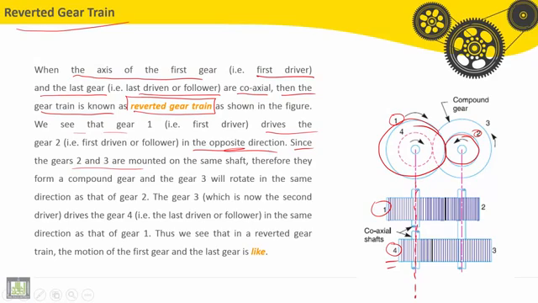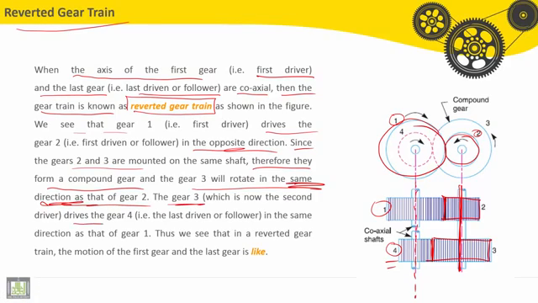Since gear 2 and 3 are mounted on the same shaft, they form a compound gear, and gear 3 will rotate in the same direction as gear 2. Gear 3 drives gear 4 in the same direction as that of gear 1. So gear 1 and gear 4.